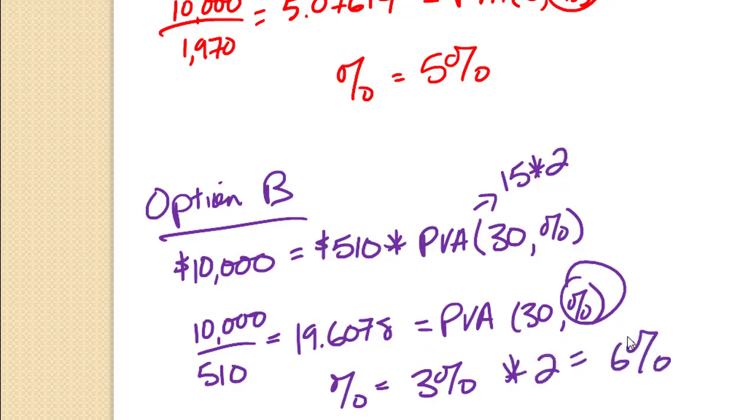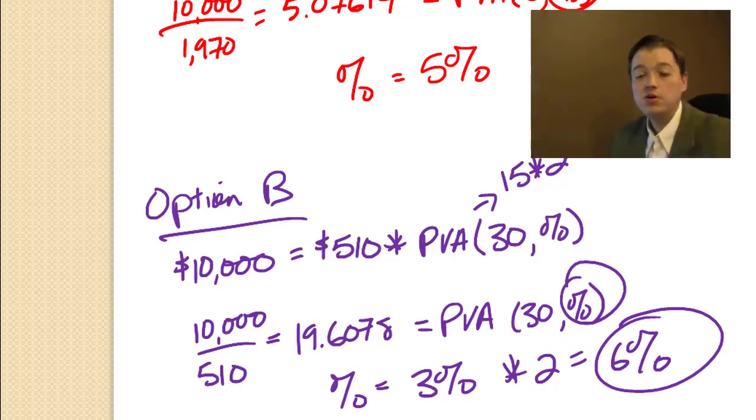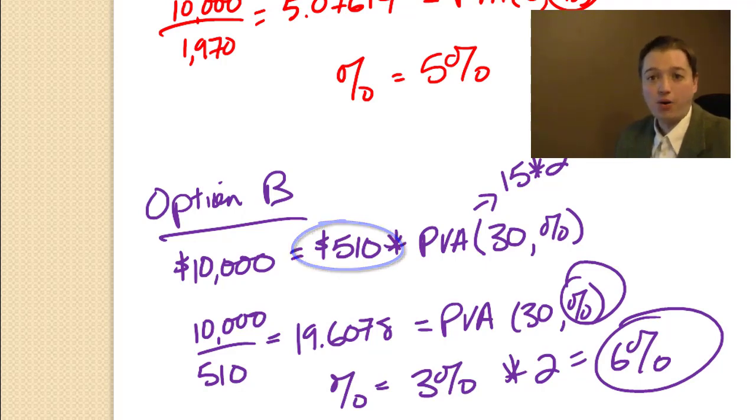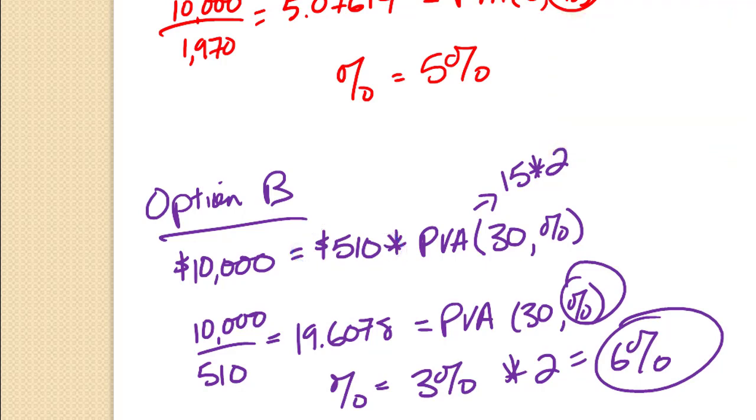And even though at first blush it looks like this is a worse option, I'm better off paying $10,000 for this 510 because of the power of compounding. All right, let's take a look at another practical example.